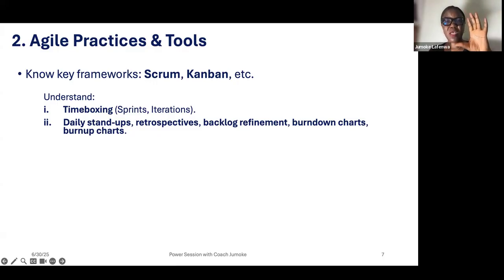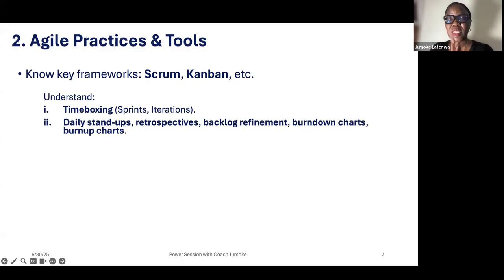Burn down charts, I use a candle as an example. The whole length of the candle is an indication of the total work to be done or the total iterations to be done. So as you burn the candle, the burnt part is what has been done. The remaining part that is yet to be burnt is the amount of work or amount of iterations that is left. So that is burn down. We also have burn up. The burn up refers to the amount of work that has been done.